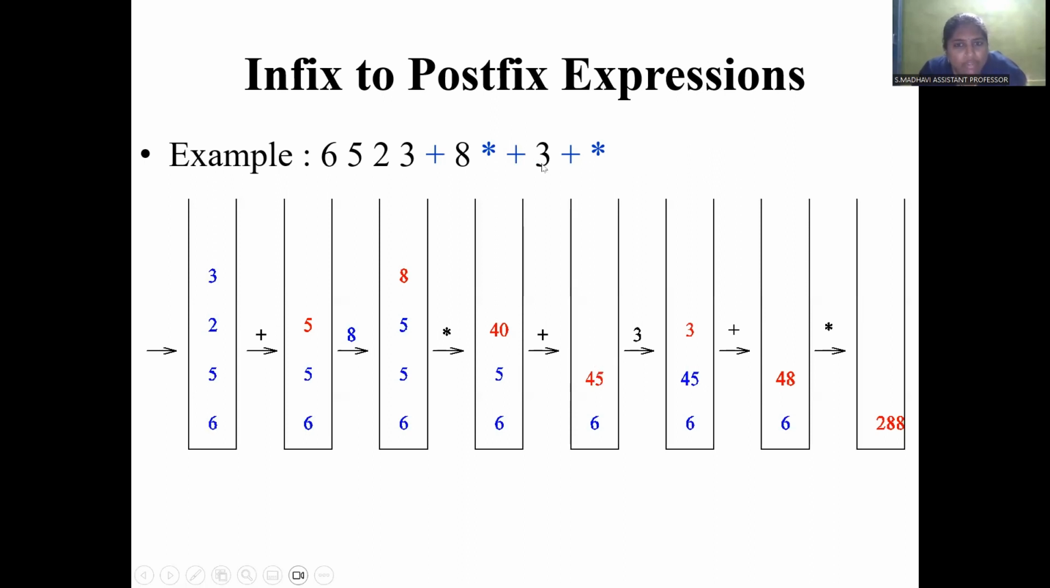Next I read the next number, which is 3. 3 is an operand. If it is an operand, I push it onto the stack. So above 45, I place this 3. Next, the thing I scan is plus. Plus is an operator, so you pop the first two elements from the stack, which are 3 and 45, and apply this plus. 3 plus 45 is 48, and I push that result onto the stack. This will be the result stack.